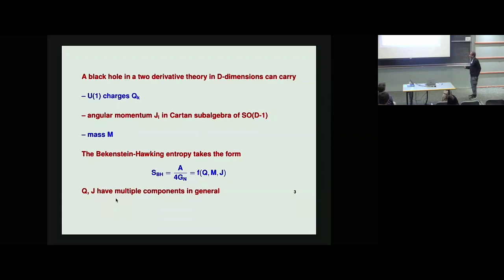In general, Q and J can have multiple components, because you can have multiple U(1) gauge fields, and for sufficiently large d there may be more than one Cartan generator of SO(d-1), so that it gives multiple components of J.